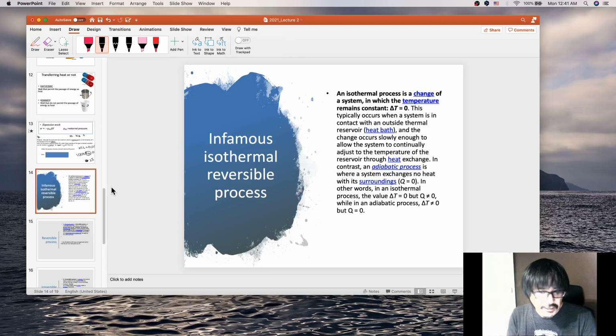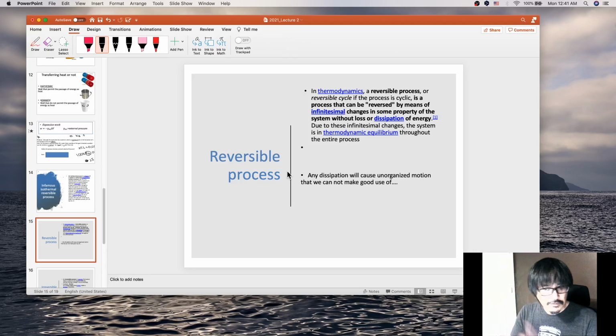Now we're finally getting to the isothermal reversible process, which is very important for the study of thermodynamics. So isothermal means that the temperature stays constant. And what's a reversible process? The reversible process, from my point of view, is any process that is occurring very, very slowly.